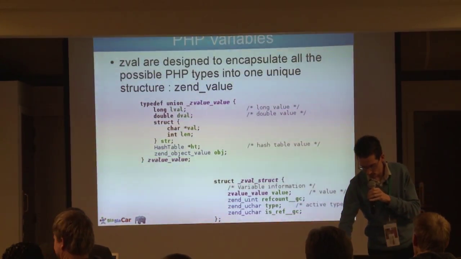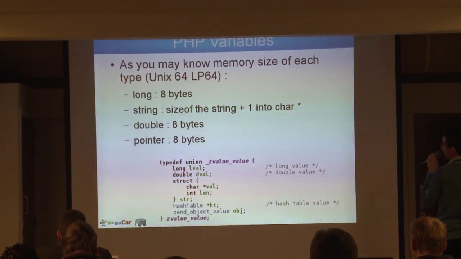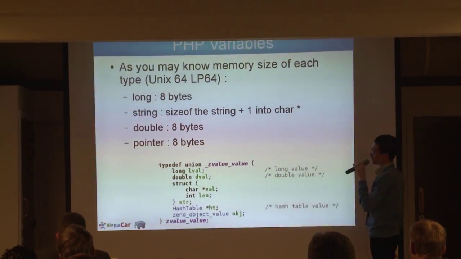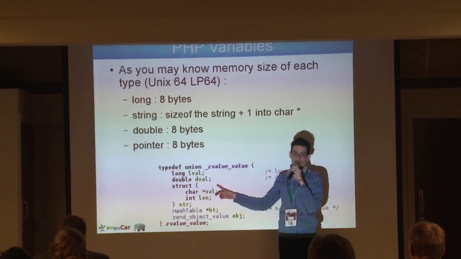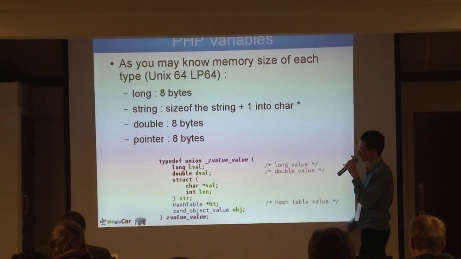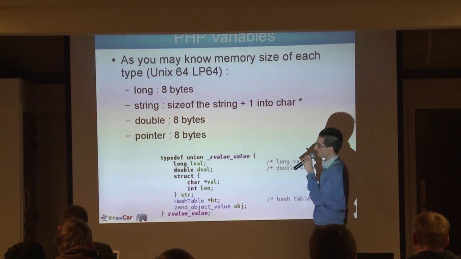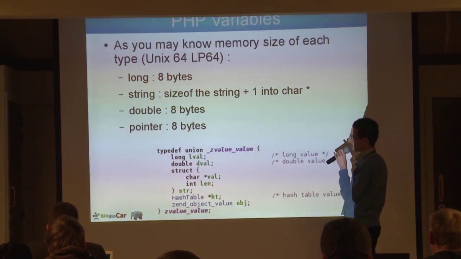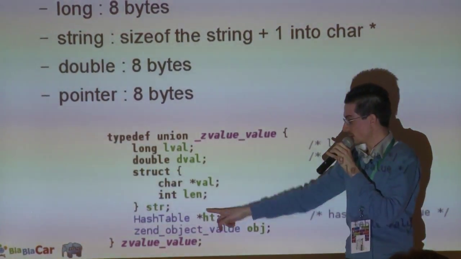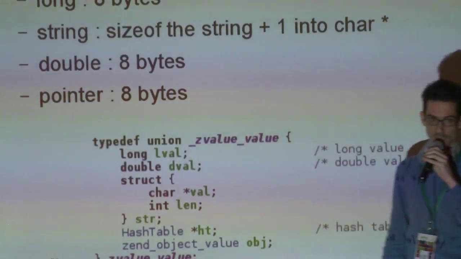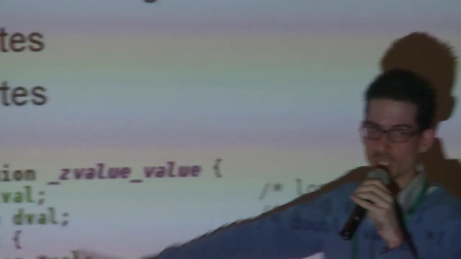You should remember your types' weight. In C, in Unix LP64, a long is 8 bytes. A string is a char star, the pointer, plus its length, which is an integer. An integer is only 4 bytes. A double is 8 bytes, and every pointer you see is 8 bytes as well. So this is not very heavy.